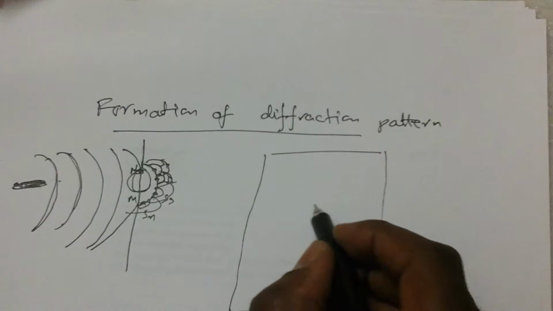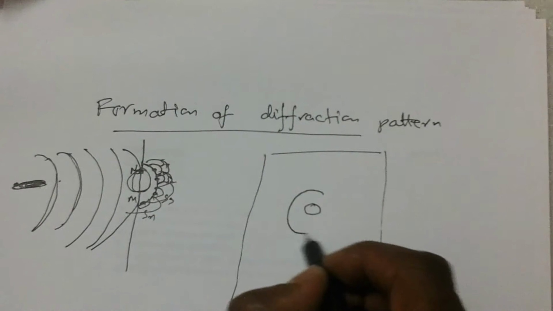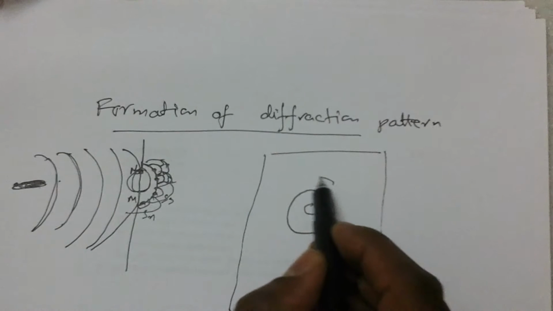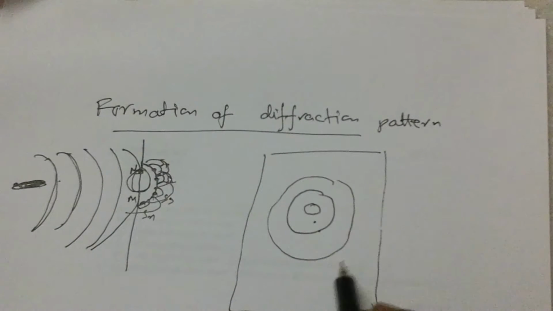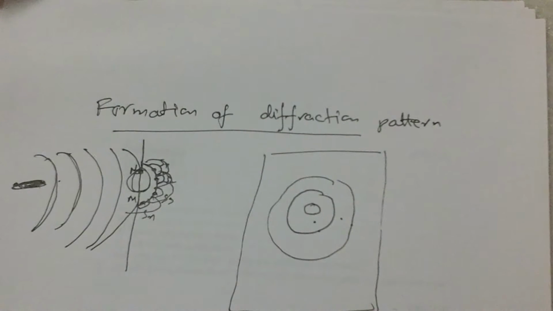as in the shadow region, central bright, first dark, second bright, third dark, again here bright, again dark, like this continuously bright, dark fringes happen.